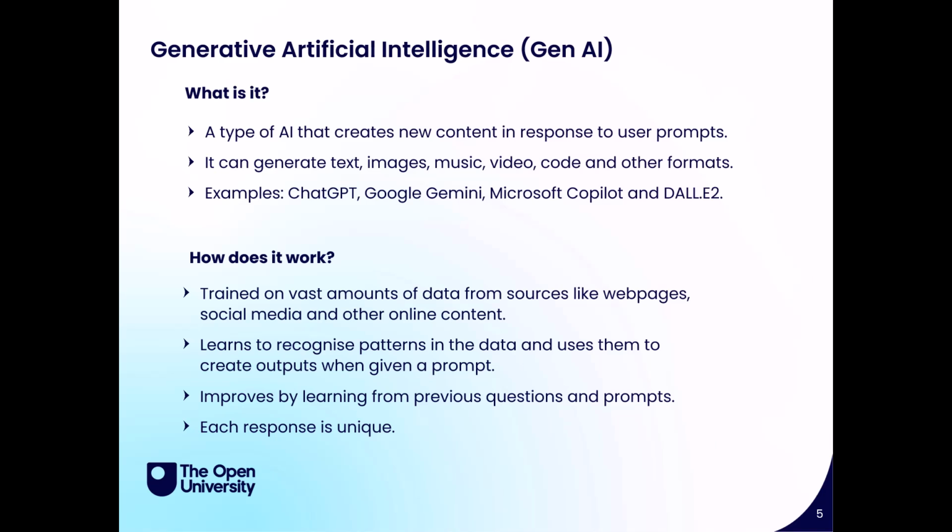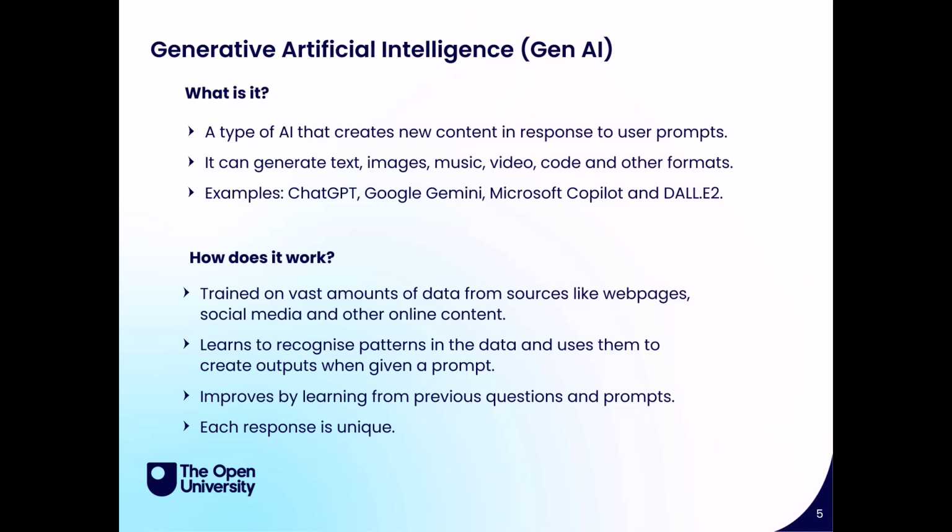But how does generative AI actually work? Generative AI tools are trained on vast amounts of data from sources like web pages, social media conversations, and other online content. They learn to recognise patterns in the data, such as what word or phrase is likely to come next, and use this to create new content when given a prompt.